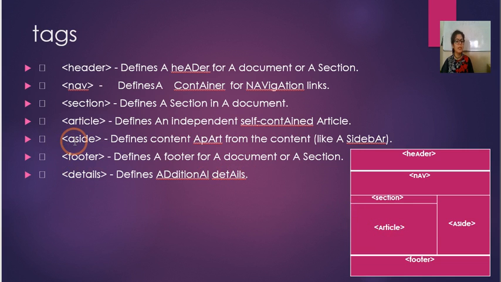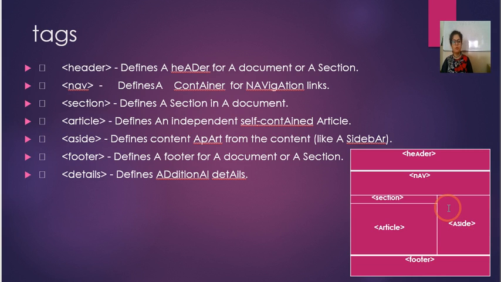Next is aside tag. Now what is aside tag? It defines content apart from the main content, like a sidebar. So for example, if you have to write something on the side of the web page, either on the left side or right side, then you can make use of aside tag. So look at this tag. This is aside tag, which is on the right side of this web page.